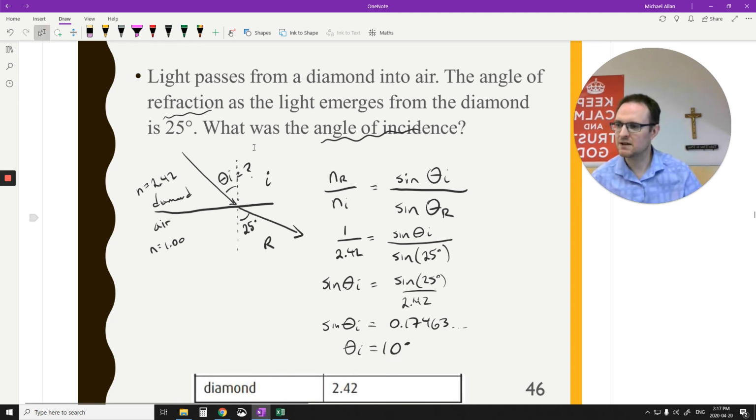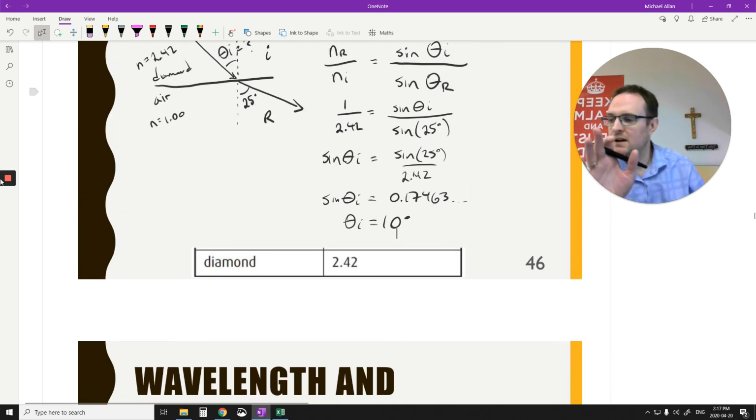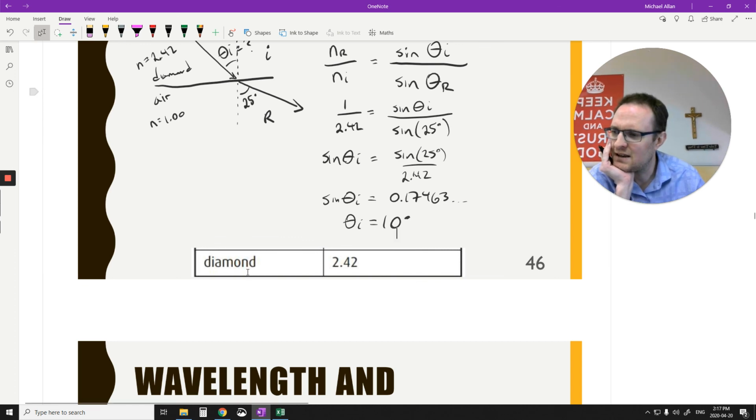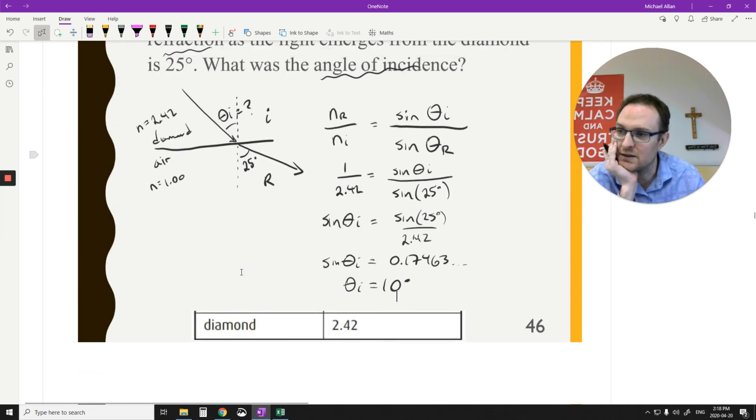Yeah, I assumed that the incident would be less because I'm going from more dense to less dense. It's going to bend away from the normal line, so this incident angle should be less than 25, and it was. Looks pretty good. Okay, so we're going to stop the video there. This is only the first part of this lesson. The next one we're going to talk about what happens to the wavelengths, the frequency, and the speed of the waves as we go. We kind of know what happens to the speed, but what happens to the other two properties of a wave. I'll see you in the next video.